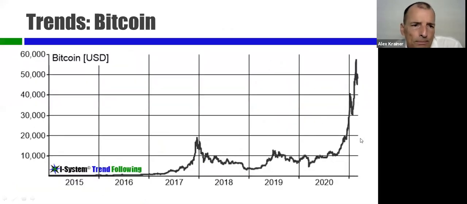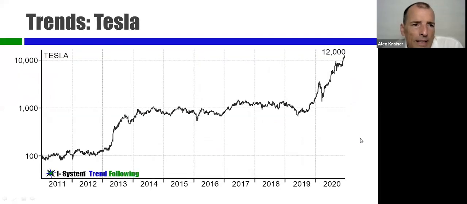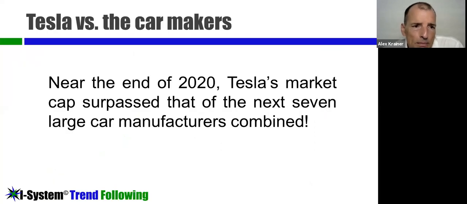You've heard of that one. Then there's Tesla, and this is a very significant one for what we're going to talk about next. Tesla increased by a factor of 10 between 2012 and 2014. Then it drifted higher over the next few years. And then, up to 2020, it rallied another 12 times, actually a little bit more after that. Near the end of 2020, Tesla's market cap surpassed that of the next 7 largest car manufacturers combined.